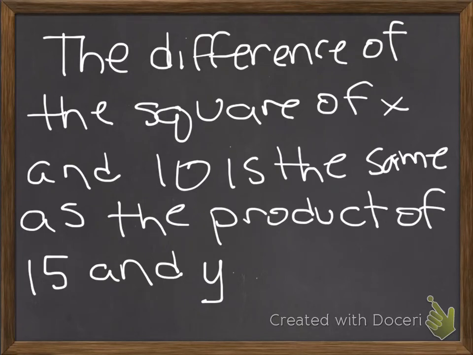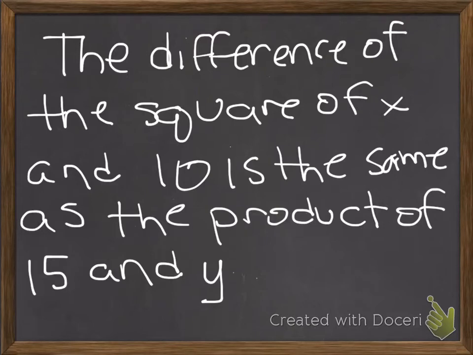Here we're asked to translate the verbal sentence into an equation. So we're going to look for keywords here to tell us what to put for our equation. We need to look for operations, and we need to look for numbers, and we need to look for variables.